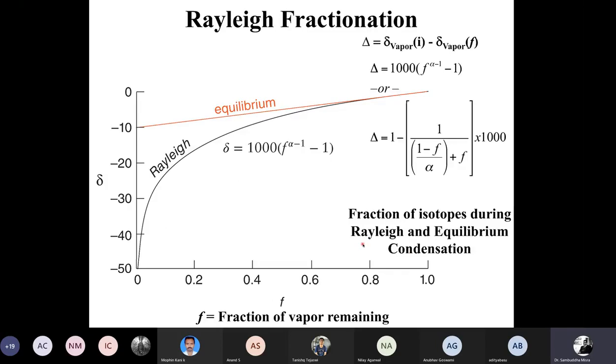Kinetic fractionation usually follows Rayleigh fractionation. Rayleigh fractionation happens wherever there is a distillation process or wherever there is a precipitation process. What happens is that on this axis, say you're transforming from liquid to vapor, you have the isotopic composition of the vapor. If it followed equilibrium fractionation, this would be the line it followed.